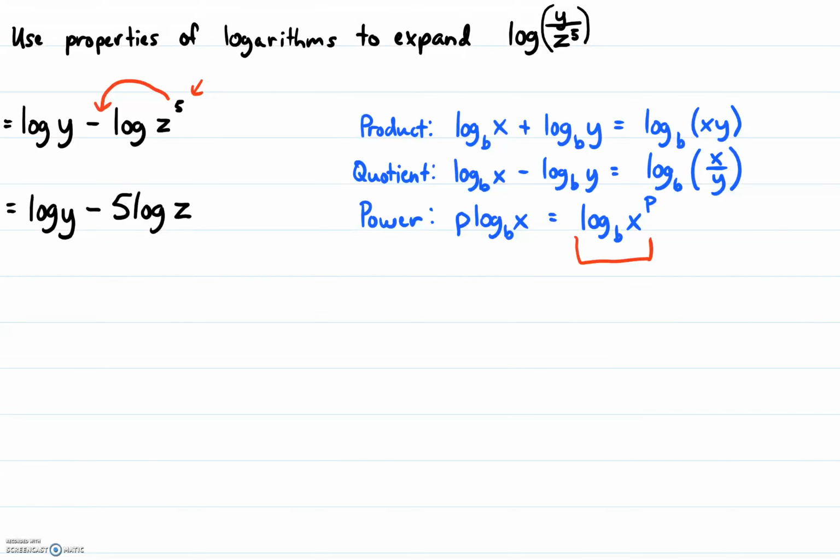And so now you just want to skim over it, make sure you don't have any other products inside of logs or any quotients inside of logs, and make sure you don't have any exponents. Once you've gotten done with that and you don't have any of those, then you can circle it, and that is your answer.